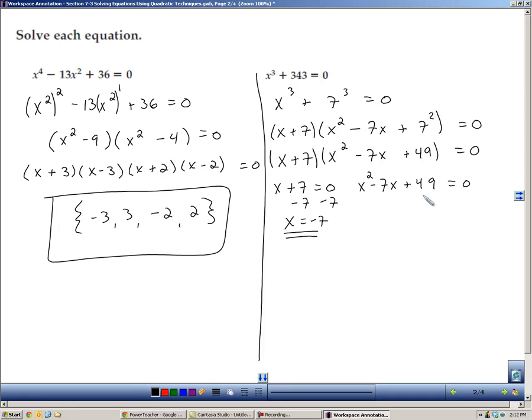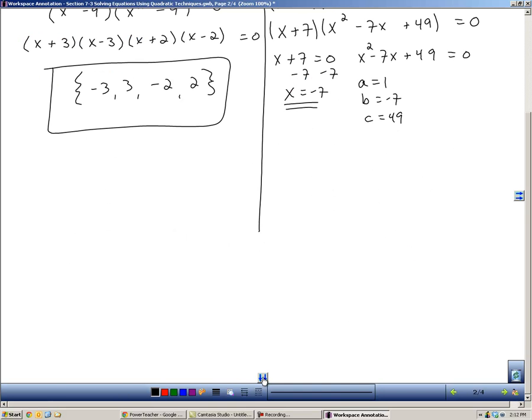But this is a little harder. It's a trinomial that can't be factored. I can't find two factors of 49 that add to give me a 7. So I'm going to have to use the quadratic formula. And remember, I'm going to say my a here is 1, my b is negative 7, and my c is 49. So let's plug that into the quadratic formula.